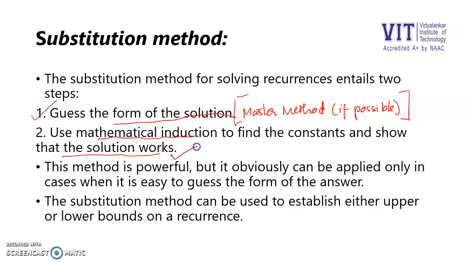Now this method is quite powerful, but we can only apply this if we can make a good guess for a given problem. So the first point is that you have to guess an approximate solution and afterwards you have to prove that guess. Okay? You have to keep in mind that when you are using the substitution method, you are going to establish either the upper or lower bound for a given recurrence relation. I hope you are okay with this. So the substitution method is the first method to solve a recurrence relation.